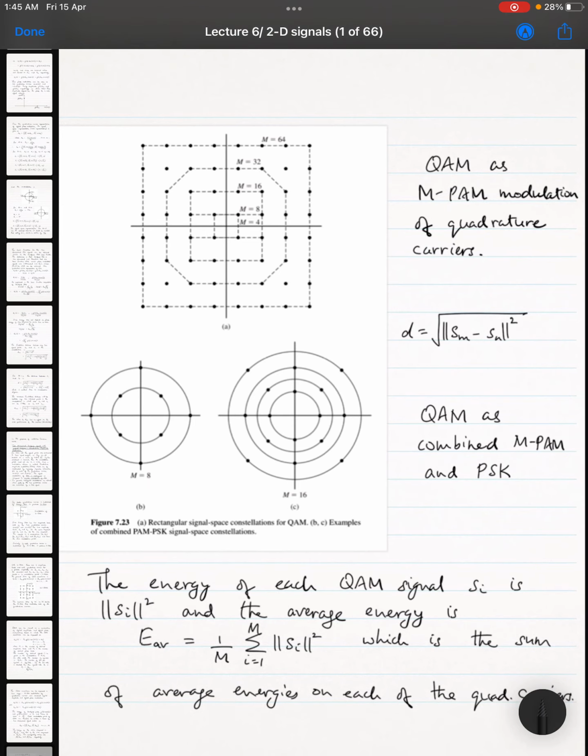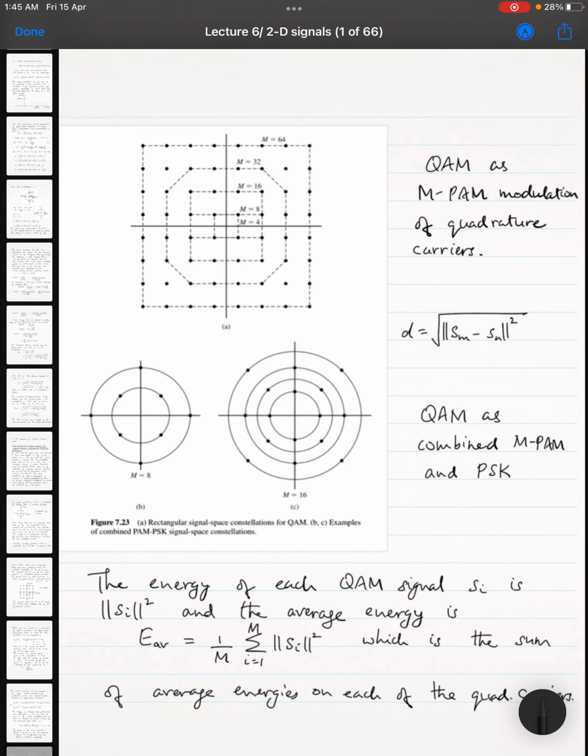Or we can think of the QAM signals as a combination of MPAM and PSK. That means it's a combination of amplitude and phase modulations. So in that case we can have the constellations looking in this form, where we have circular constellations. But of course there are multiple circles of different radii. That means all the signals have different energy.